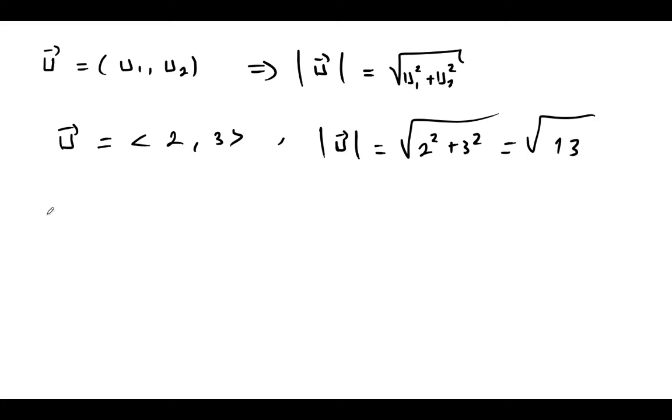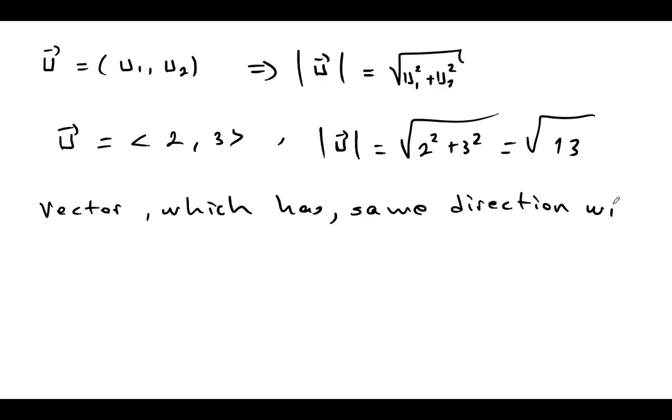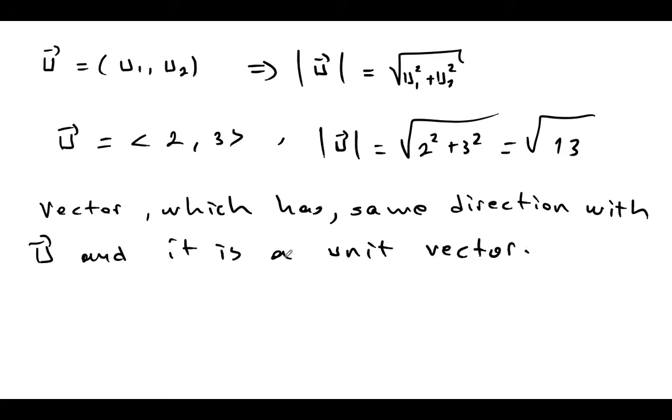So if I am looking for a vector which has the same direction with u, and it is a unit vector, how can I find it? The rule is this: vector u itself divided by its magnitude. So this is called a vector which has the same direction with u and its magnitude is 1 unit.